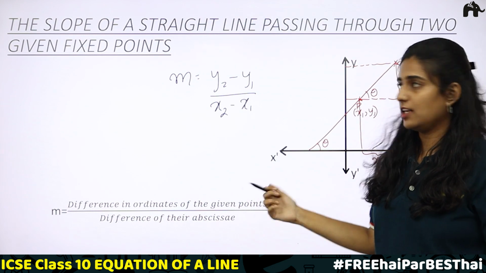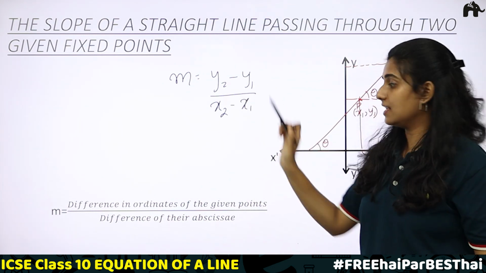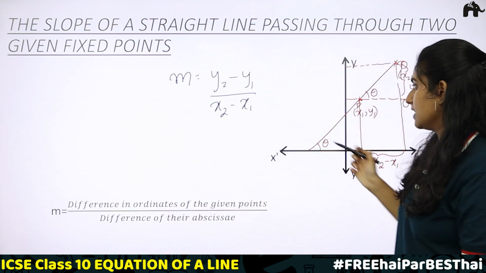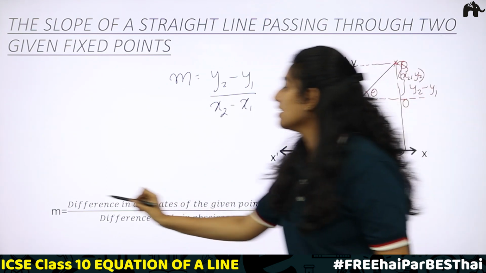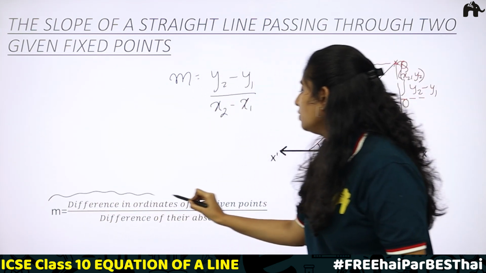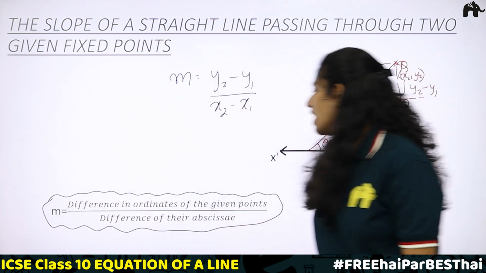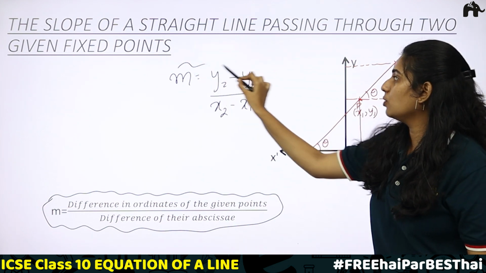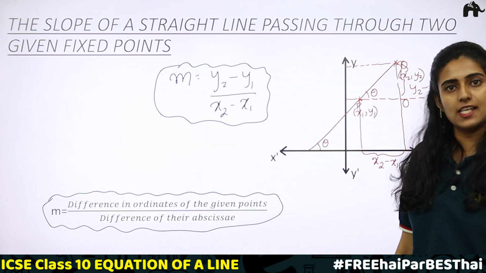So, we can conclude that slope M is equal to difference in ordinates of the given points. Ordinates means Y coordinates. Y2 minus Y1. It is the difference of the Y coordinates divided by difference of their abscissa. Abscissa means X coordinates. Difference of X coordinates, X2 minus X1. Therefore, slope M is equal to difference in ordinates of the given points divided by difference in abscissa of the given points. M is equal to Y2 minus Y1 divided by X2 minus X1.